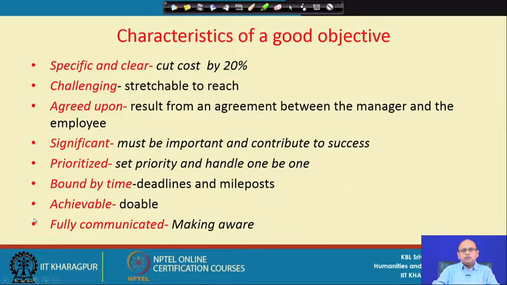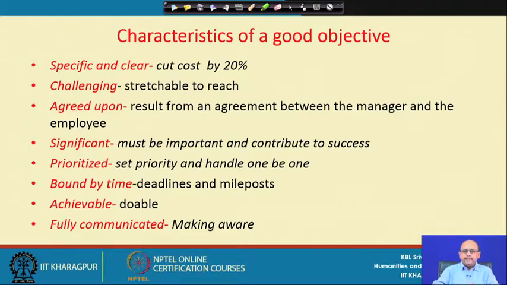Now, when it comes to identifying objectives, you also need to look at the characteristics of a good objective. It has to be specific and clear. For example, you are saying that you need to cut cost by 20%, so it is very specific. It has to be challenging; depending upon the requirement you can stretch it, reduce it, or increase it also. Make sure that it is agreed upon by everybody, between the manager and supervisors, that this is the objective that we want to achieve. Make sure that it is significantly contributing to the performance and success of the employees, right.